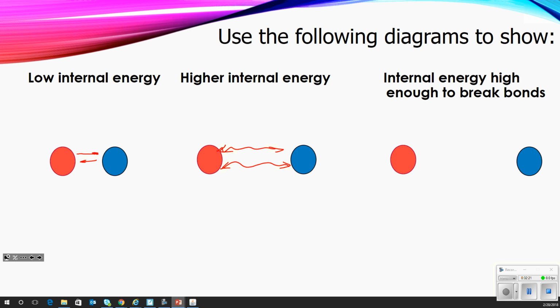What happens is when that higher internal energy becomes so great, remember these would be bound together. These would just be a barely vibrating, going in and out. When they finally get enough energy to break away from each other, that's when we have the high internal energy, and they're able to go on and bond with something else. Okay? So it's enough to break the bond.